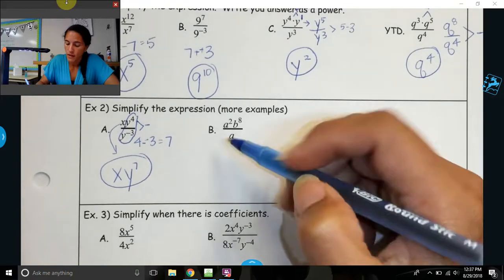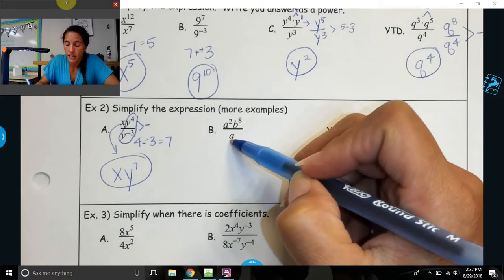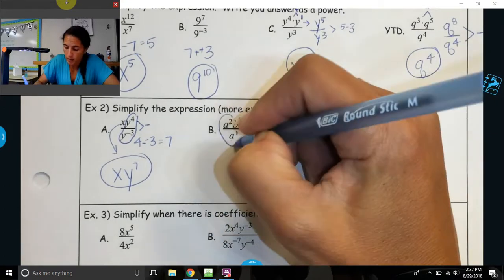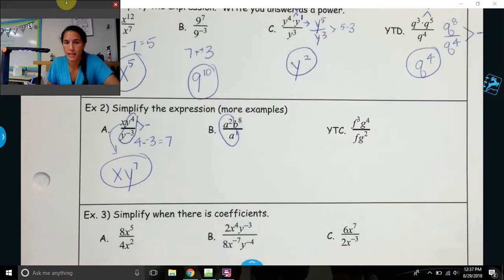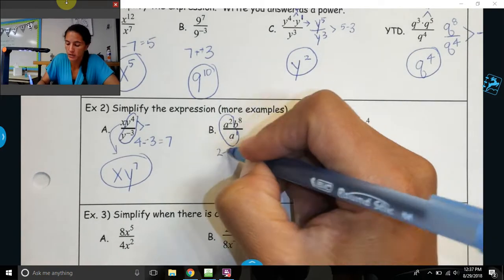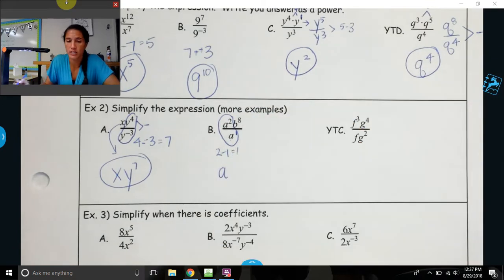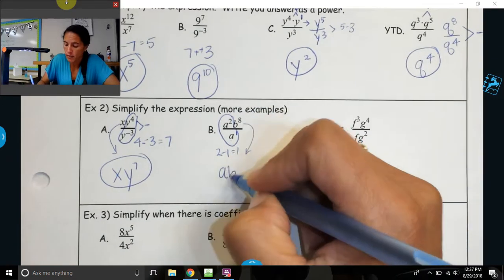B, I have an a squared, b to the 8, and a on the denominator. Again, we're going to put a 1. And in this problem, I'm only going to be able to simplify my a's. I'm going to subtract 2 minus 1, so a to the 1, which is just a. And then I'm going to bring my b down.